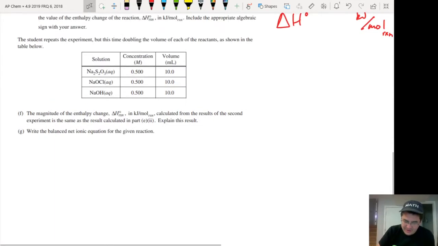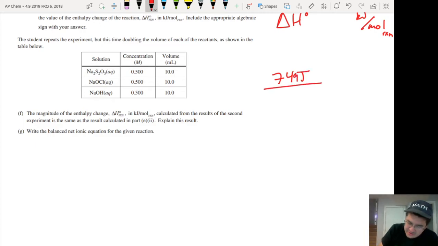Okay, so what you do is you take 749 joules, divided by the moles of the limiting reactant.